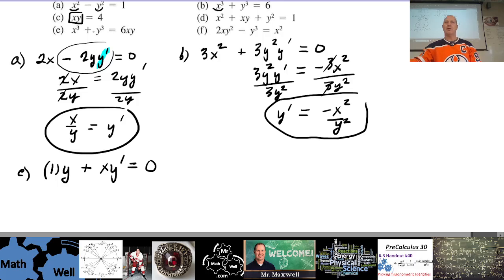So remember, y is a foreign function. You have to do chain rule, you have to do all that sort of stuff. So here, again, I want to isolate for y prime. So I'm going to subtract y from both sides, get rid of it over there. And y prime is going to equal to negative y over x. So if you want to find the slope of the tangent line, you have to put in both the x coordinate and the y coordinate of the point.